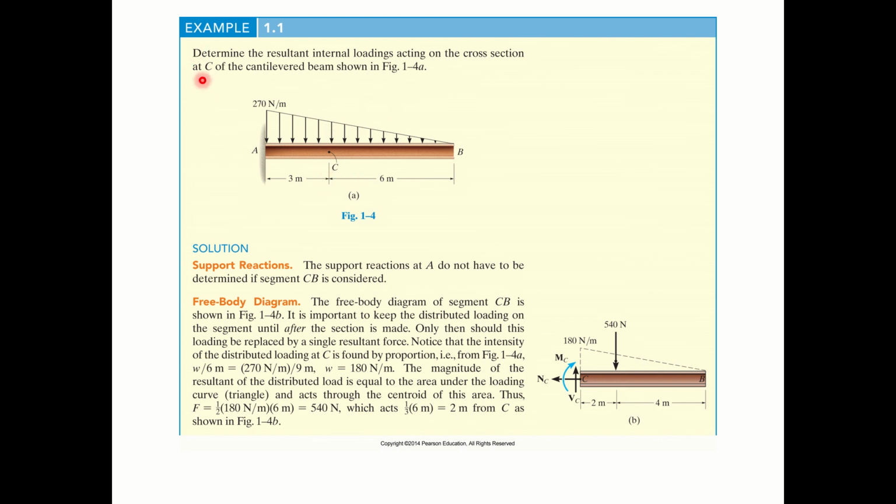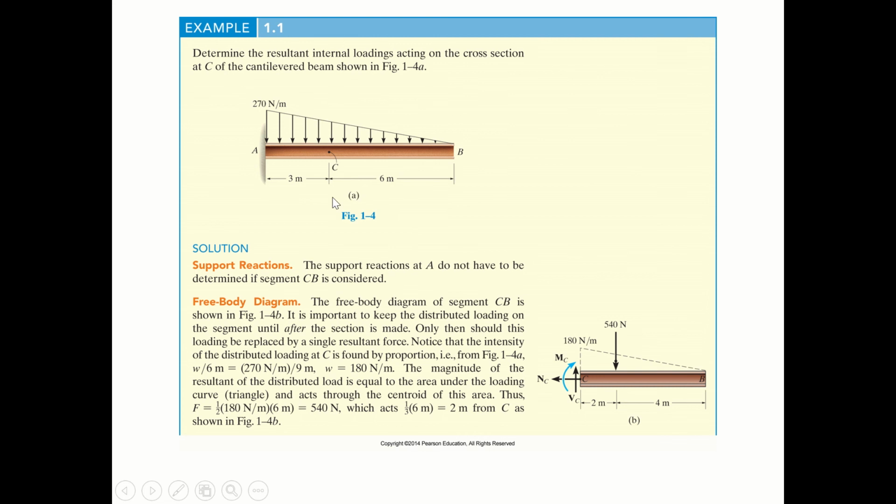Of the cantilever beam. So at C, we have an external load. The external load is like a triangle, a triangular distributed force. At B, the external load equals 0. At A, the external load equals 270. Okay, triangle. So now we have to calculate the normal force, shear force, and the bending moment at C.